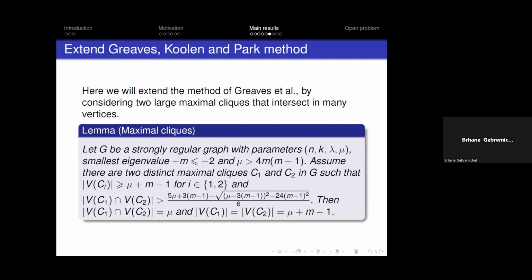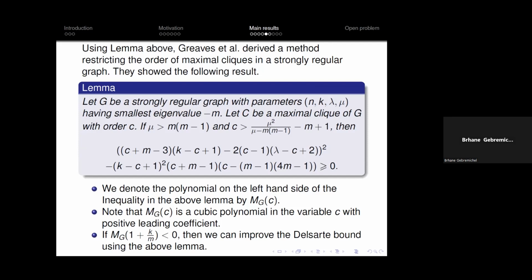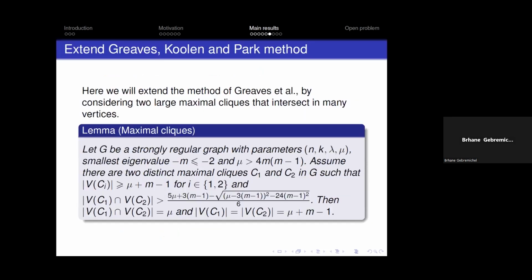So here, sorry, I have to say more here. Using this idea, they just show the non-existence of some infinite family of strongly regular graphs. Then we can extend this result also.